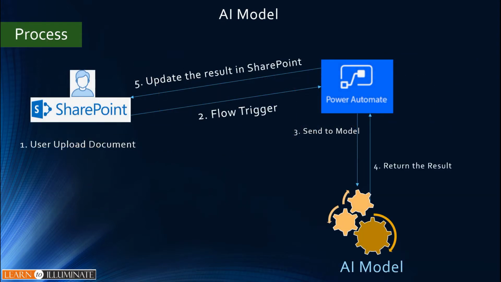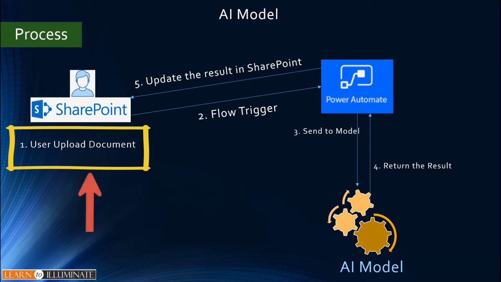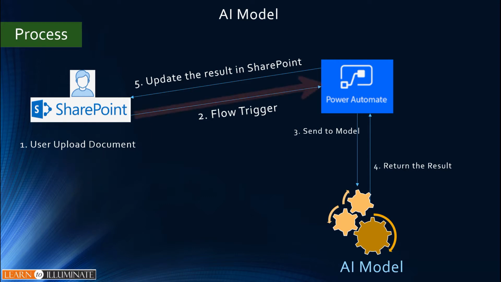For our demo, we will be using SharePoint as a source to send the input. The first step is for the user to upload the document to SharePoint. The next step is that a Power Automate flow will be triggered. Power Automate sends the file content to the AI model. Next, the AI model returns the result. Finally, Power Automate updates the result in a SharePoint list so that we can verify the data.